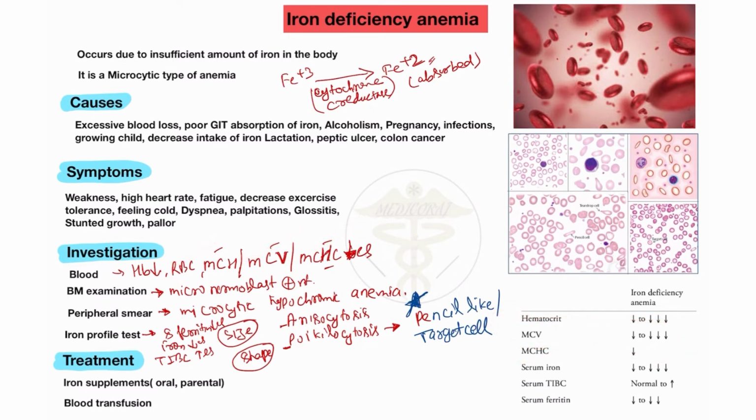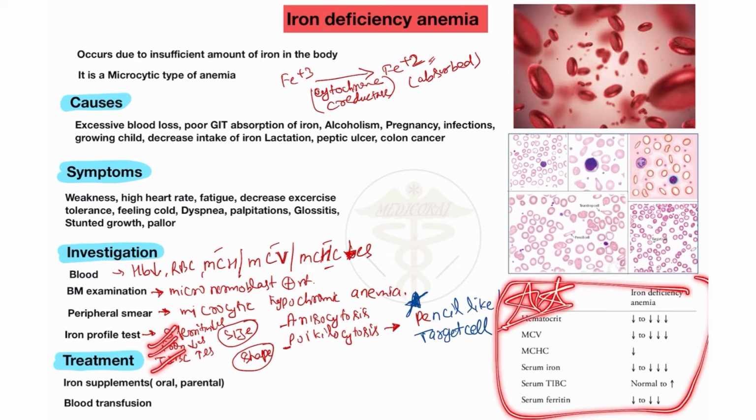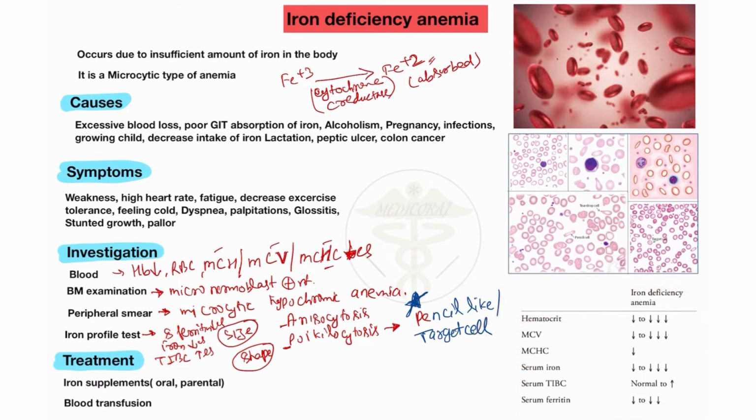I already discussed the peripheral smear. You will see in the iron profile test the decrease of serum iron and increase of total iron binding capacity in the patient of iron deficiency, and serum ferritin decreases. So I already discussed this. So please learn this chart for iron deficiency anemia. You will always see this type of blood test and also the peripheral smear of the patient.